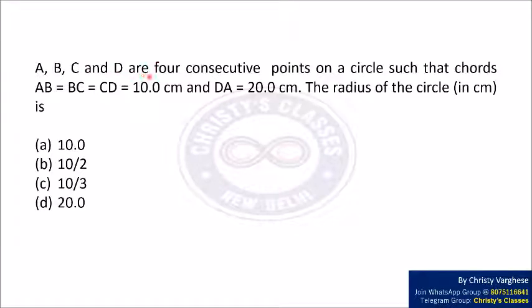A, B, C and D are 4 consecutive points on a circle such that the chords AB equal to BC equal to CD equal to 10 cm and DA is equal to 20 cm. The radius of the circle in centimeter is, and we are given 4 options.